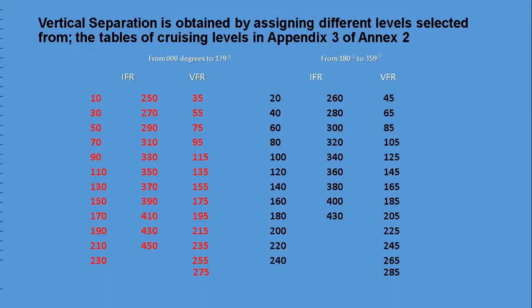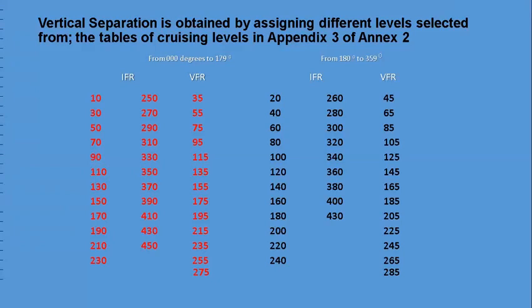IFR flight levels are odd levels. If the aircraft is flying from 000 degrees to 179 degrees, which is eastbound: 1000, 3000, 5000, 7000, 9000, flight level 110, and so on. If the aircraft is flying in a direction of 180 degrees to 359 degrees, this is known as westbound, and all the levels will start from even levels.